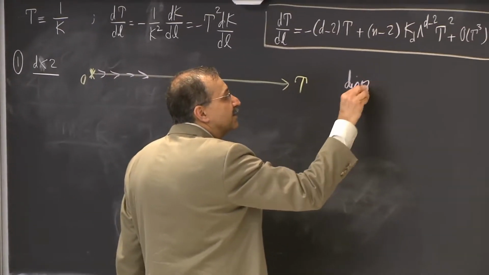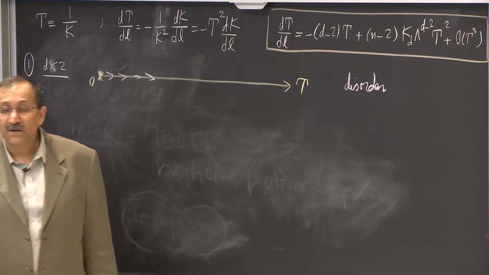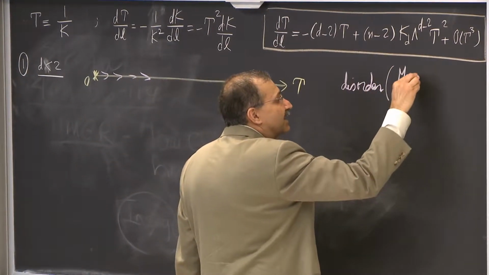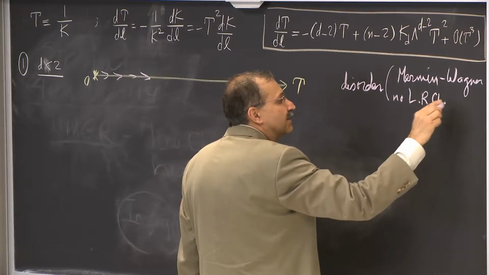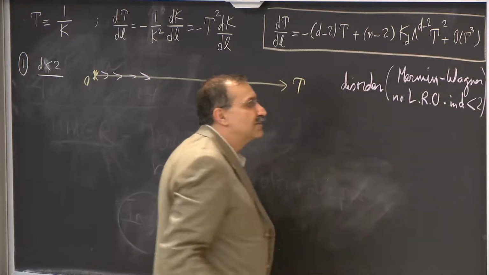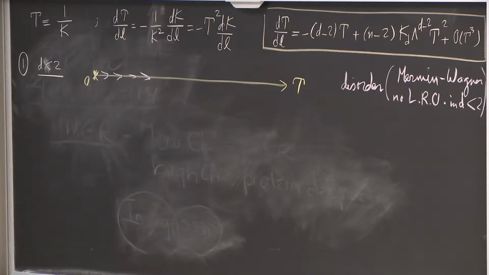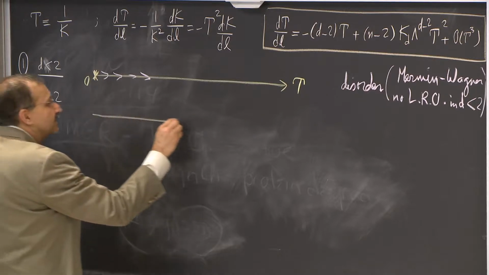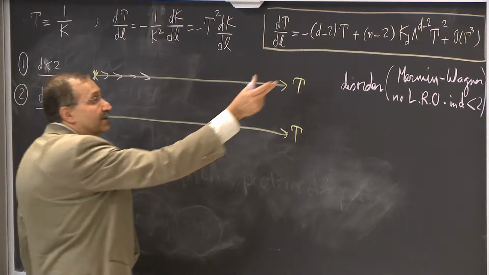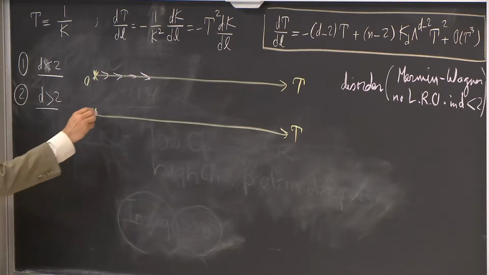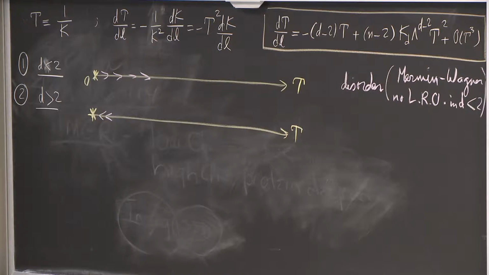So basically, this is a manifestation of something that we had said before, the Mermin-Wagner theorem, which is no long-range order in d less than 2. Now, if I go to the other limit, d greater than 2, then something interesting happens in that the linear term is negative. So if I start with a sufficiently small temperature or large enough coupling, it will get stronger. I will go towards an ordered phase.